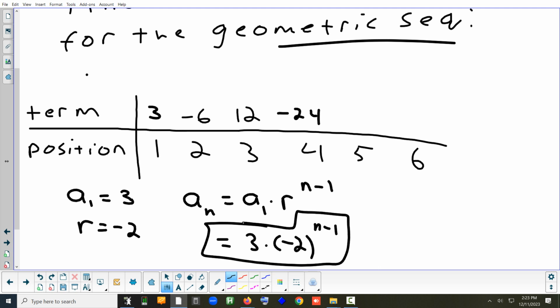Let's see if it works to get the third term. What's 3 minus 1? 2. What's -2 to the second power? 4. And then times 3? 12. Perfect. Yep. So that's the formula for finding a geometric sequence.